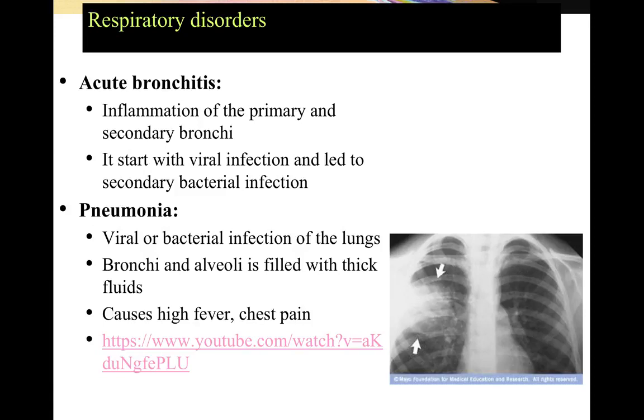So pneumonia is either a viral or bacterial infection that affects the lungs, more specifically your alveoli, where your gas exchange takes place. It fills it with very thick fluid, so it significantly affects the external respiration, and again makes it very difficult to breathe and exchange gases between your blood and your lungs. There are symptoms including high fever and chest pain, which are typical signs of pneumonia as a result of the infection.